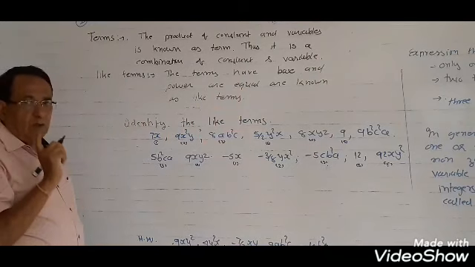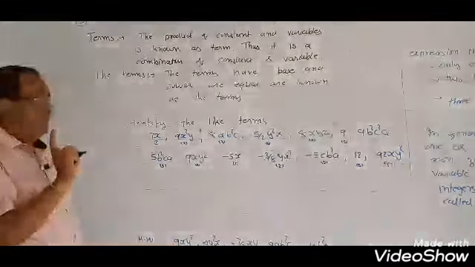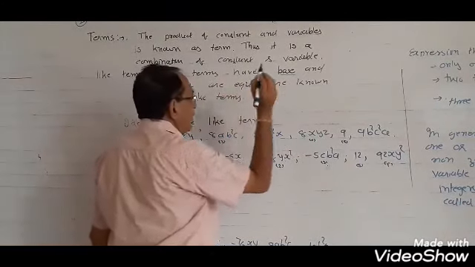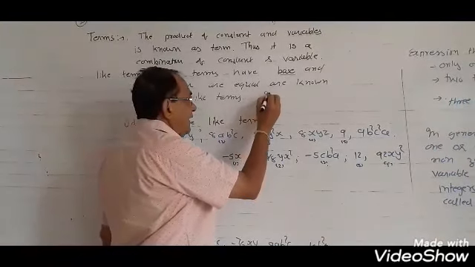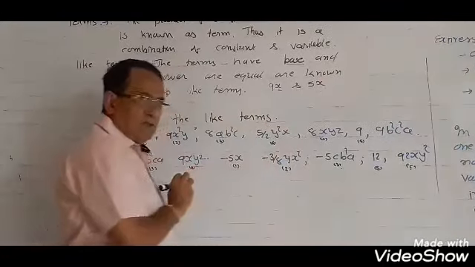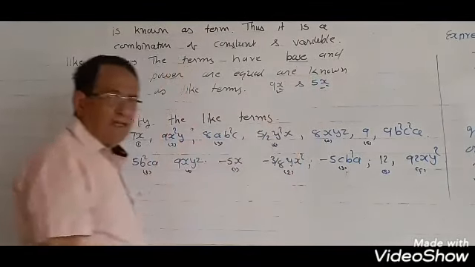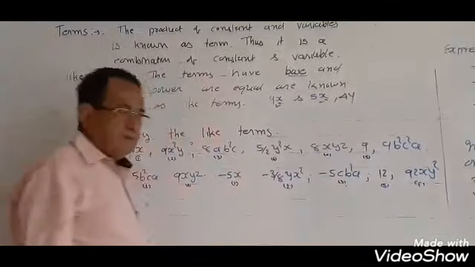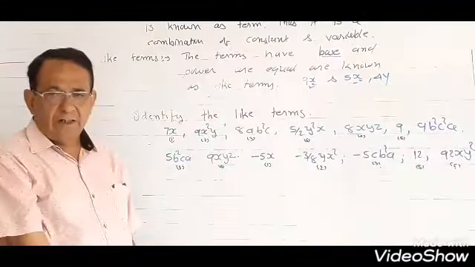For like term, you have to see two things. First, base. Second, power. The terms having base and power equal are known as like terms. Yesterday we have seen 9x and 5x. What is the power of this one? 1. What is the base? X. So 9x and 5x are like terms. Suppose I add here 4y. Is it a like term? No, because their bases are different.